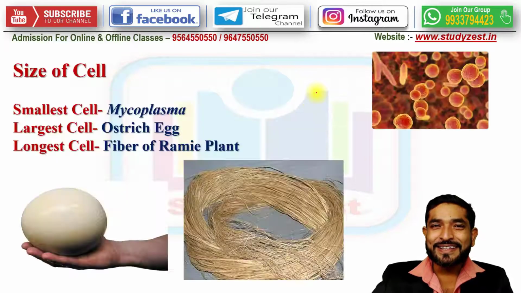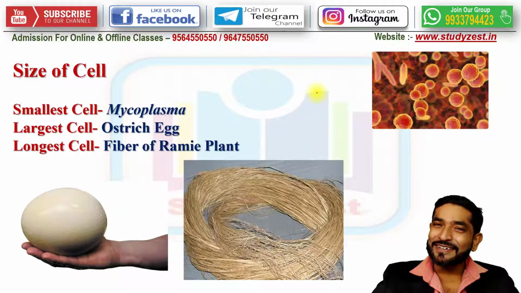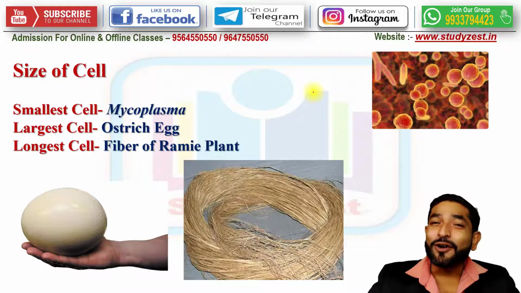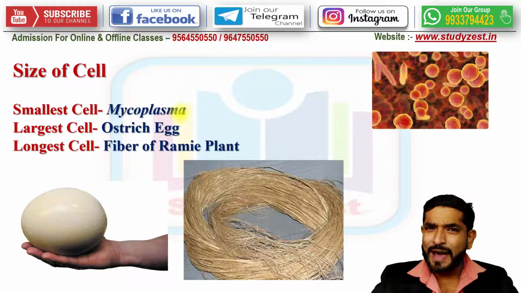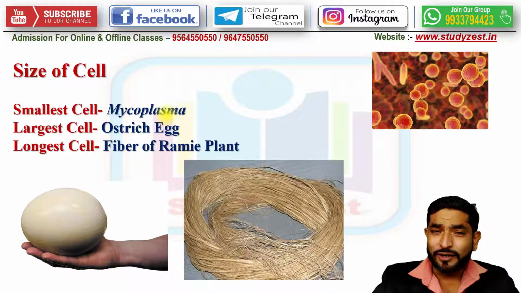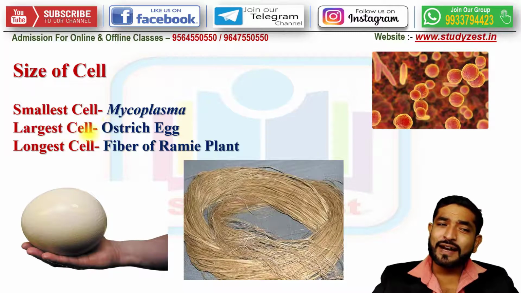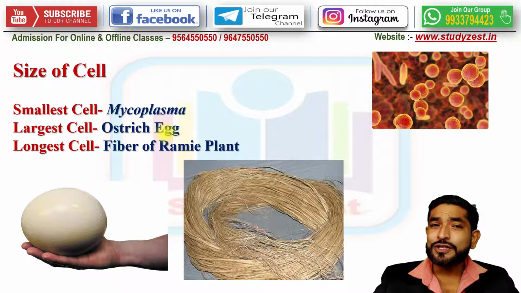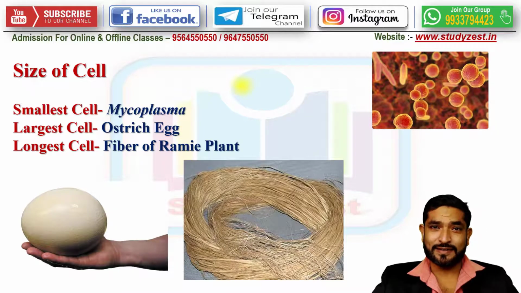So let's begin. The cell. Cells can vary in size. The smallest cells are mycoplasma, which is a kind of bacteria. These are the smallest cells, whereas the largest cell is the ostrich egg. Remember, eggs are single cells.